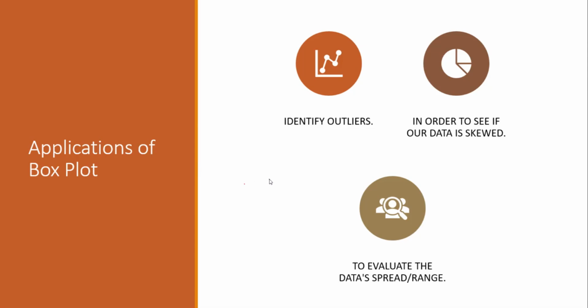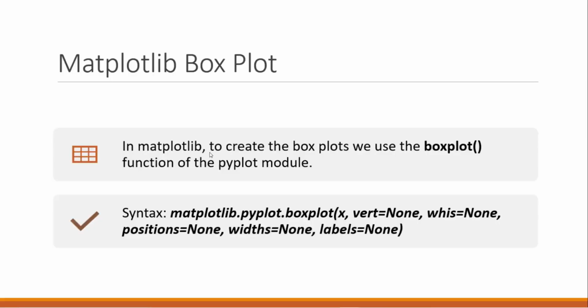So now we will learn to create a box plot in Matplotlib. And in Matplotlib, to create the box plot, we use the boxplot function of the pyplot module. And the syntax of the function is matplotlib.pyplot.boxplot. There are the following parameters that we pass. The first one is x. It takes value as an array and it is the input data. The next parameter is vert and it takes value as bool. If it is true, it draws vertical boxes and if it is false, it draws horizontal boxes.